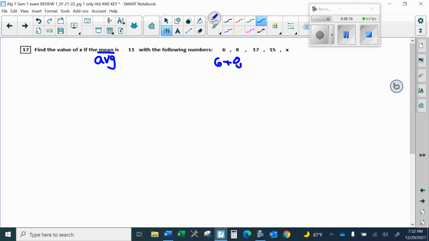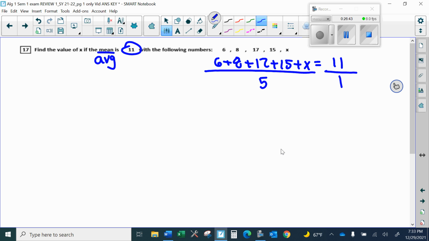6 plus 8 plus 17 plus 15 plus x, divided by the total number of numbers, equals my mean, which is 11. How many are there? 1, 2, 3, 4, 5 numbers there. X is the number we're trying to find. That still counts as a number. That's the fifth number. So now we have this proportion. Again, we just cross multiply.